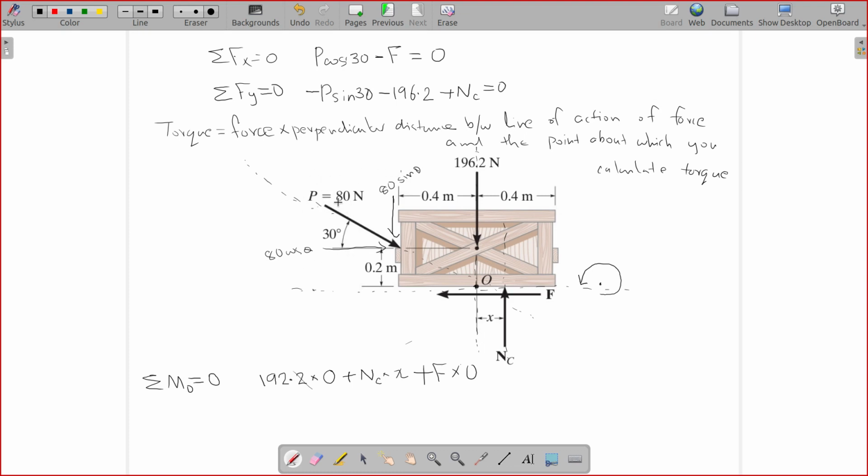Now we will not consider P, okay? P is already split into two parts. Now let's consider first the 80 cos theta component. What is the perpendicular distance between the line of action of the 80 cos theta force and point O? Can someone tell me? I've told you a little bit about how to take that distance. Now you tell me what is the distance between the line of action of this 80 cos theta force and the point O.